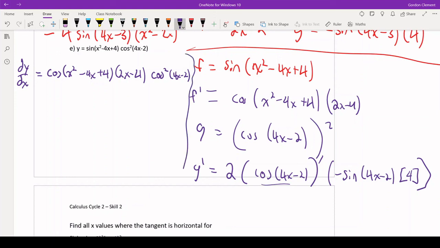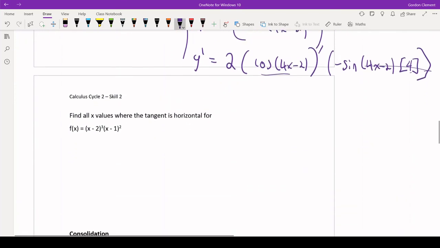Plus g prime, and if you want to start to clean that up, you don't have to. You could just write all of this out as it is. There's a minus, a 4, and a 2, so you can actually make that minus 8 cos of 4x minus 2 times sine of 4x minus 2. G prime times f, so there's another sine of the big ugly quadratic, x squared minus 4x plus 4. And I think I got it. So there's that example there.